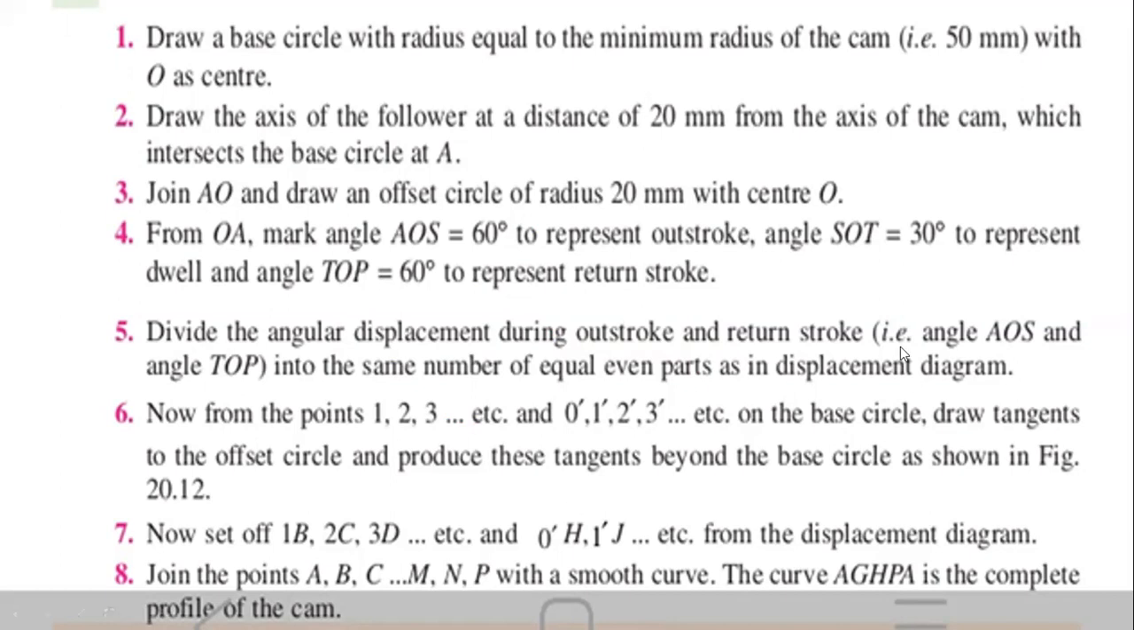So note down the procedure for drawing the offset follower and draw it carefully. So this is a simple process of starting the cams, and later we are going to take the extended one, that is drawing the uniform velocity, that is velocity diagram and acceleration diagrams.